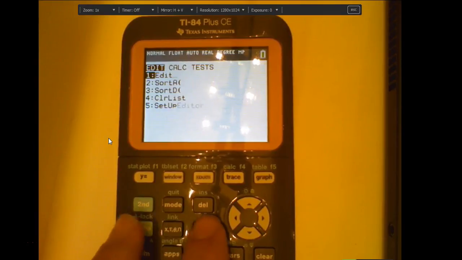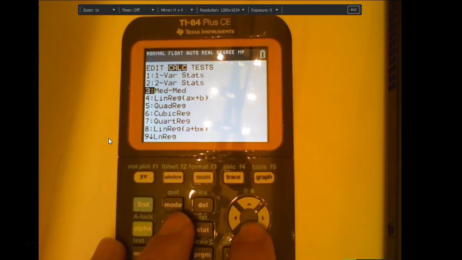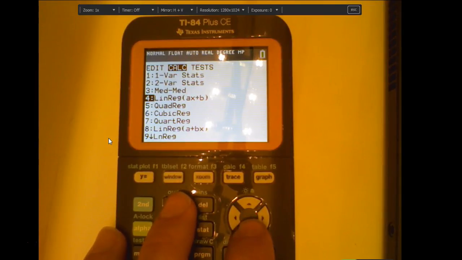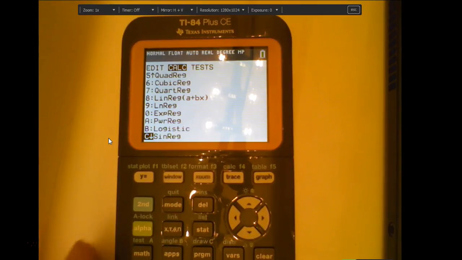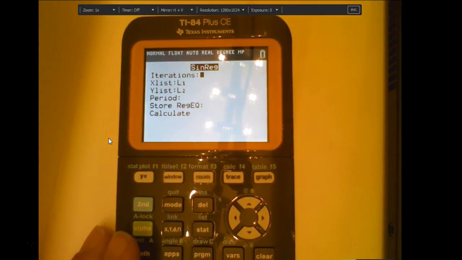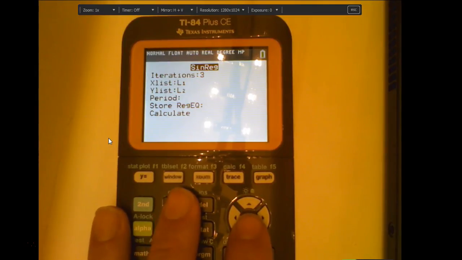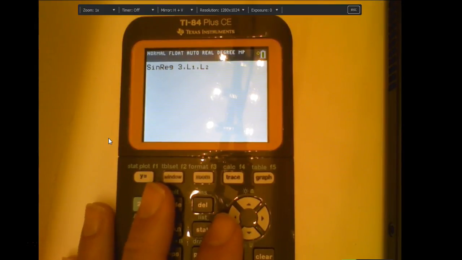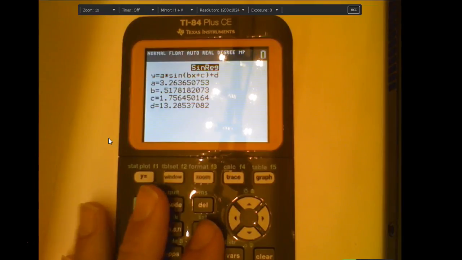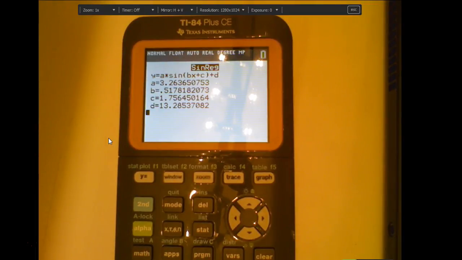And then if you go back into Stat, under Calc, remember we did this option before for fitting a linear function through the data points, but we can also fit a sine curve through the data points. And so that's this one right here that says SinReg. So just hit enter on that. You can just leave that as a 3, list 1, list 2. That's all you need to put in there. And it's going to give us all the information that we would need to put into our sine graph.